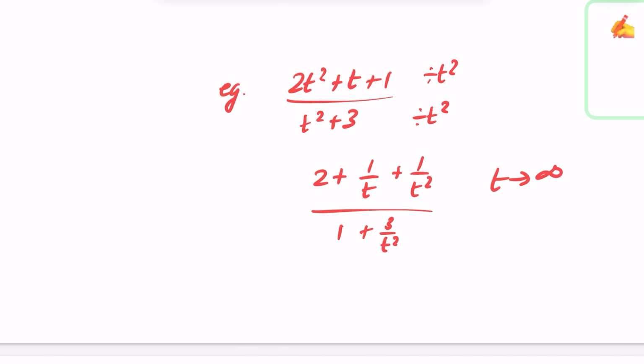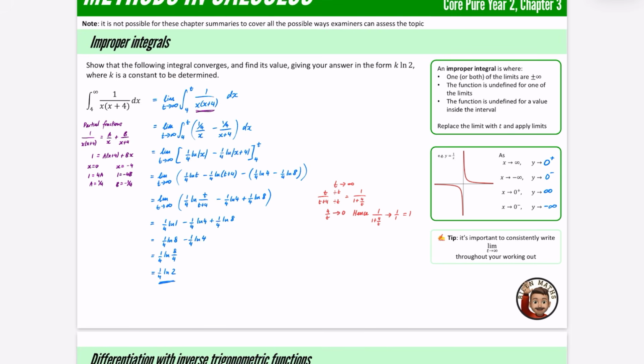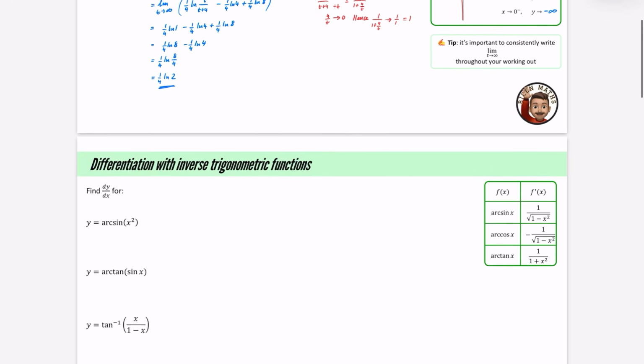If you do Further Pure, you'll probably be quite familiar with that stuff. So I've tried to squeeze as much as I could about improper integrals into just one example with this, but do check out some of these other ones about how we might split some of these things up as well.